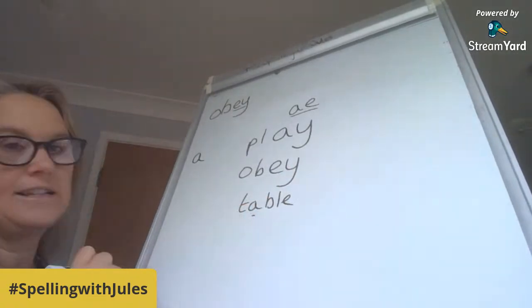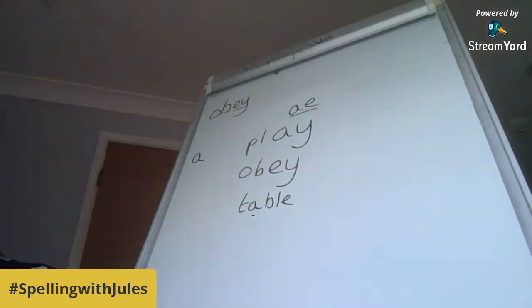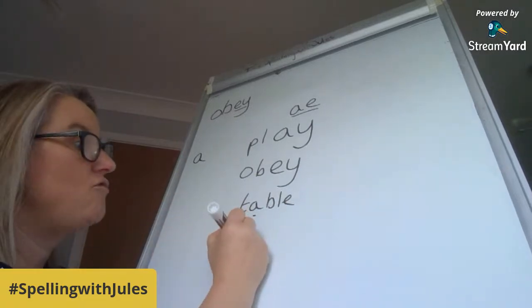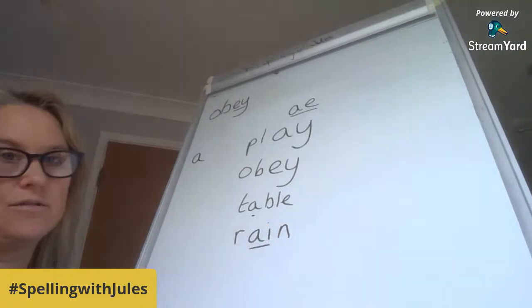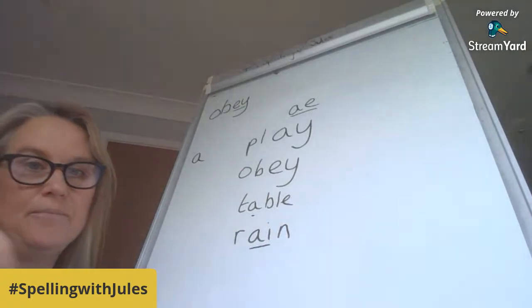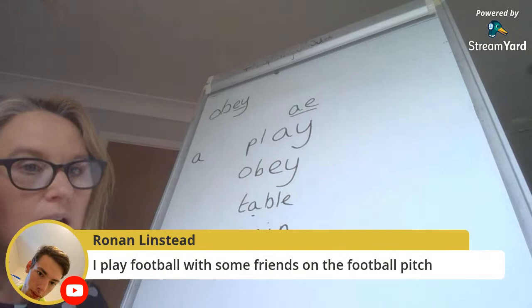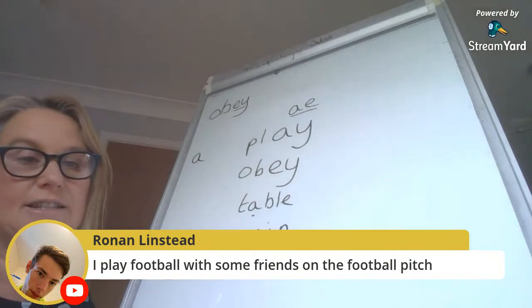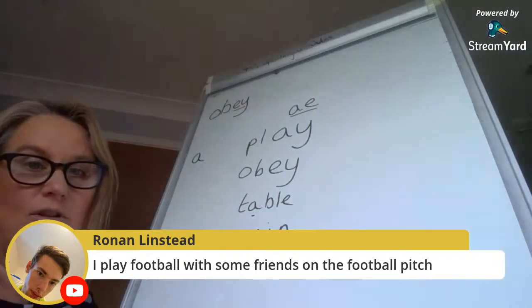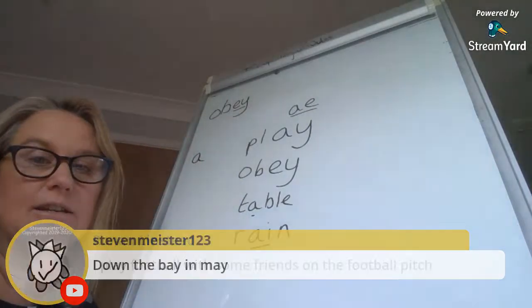Okay, and that's the A sound there, isn't it, for table? You can have rain. So that's the A sound for rain, A-I. Okay, so a sentence from Ronan: I play football with some friends on the football pitch. Excellent, yes. And so that means you're a player, Ronan. So you put the ER on the end.